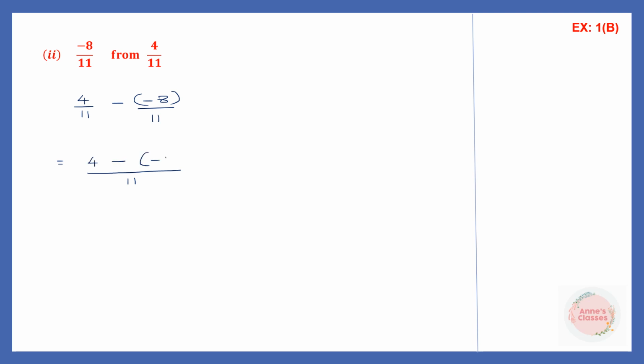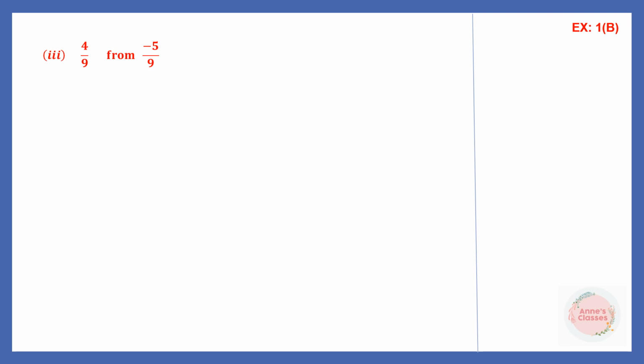4 minus 8. Now let's remove the brackets. 4 minus into minus is plus 8 by 11. 4 plus 8 is 12 by 11. We can convert to a mixed number. 11 ones are 11. What is remaining is 1 by 11. So what's our final answer? 1 by 11 as a mixed number. This is our final answer.